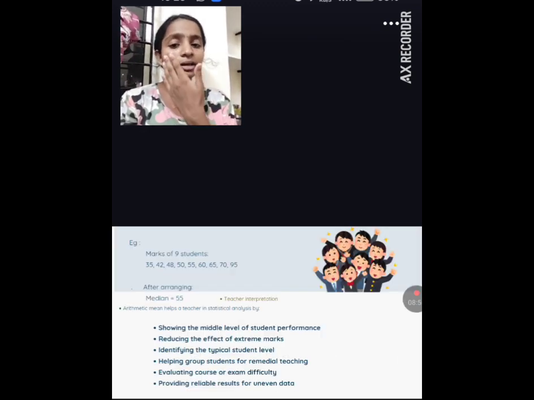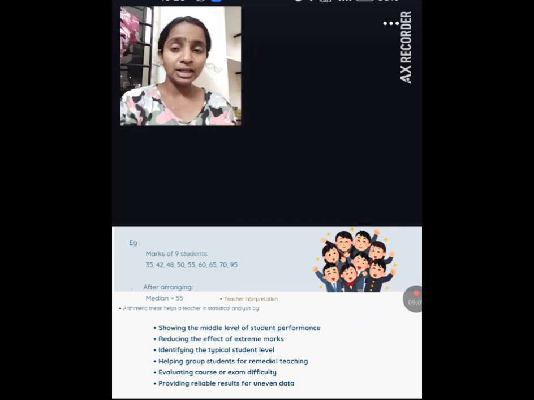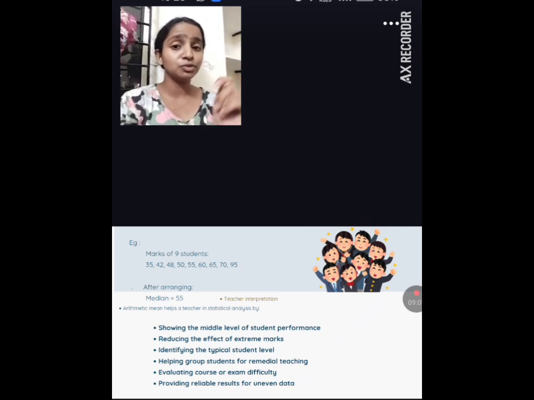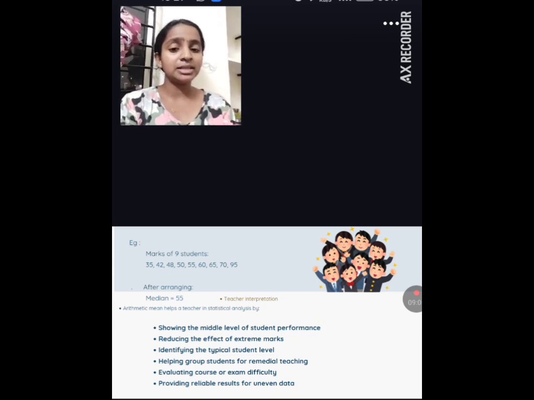So here marks of 9 students are given. So 9 is odd, 9 plus 1 is 10, 10 by 2, the 5th term will be our median, and the 5th term, after arranging in ascending order, is 55. So the median is 55. Now we will discuss how this helps the teachers.